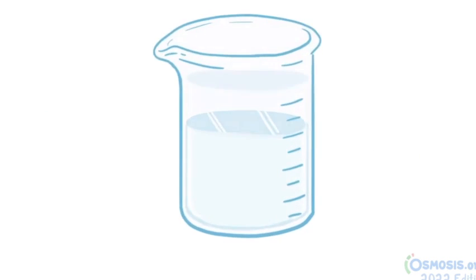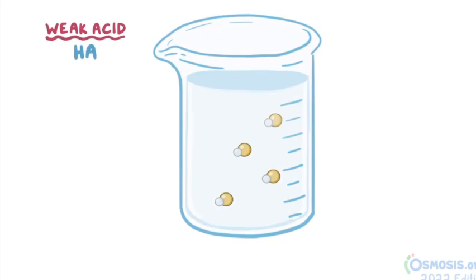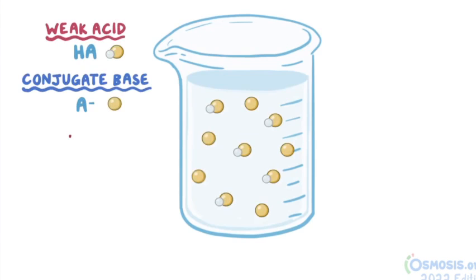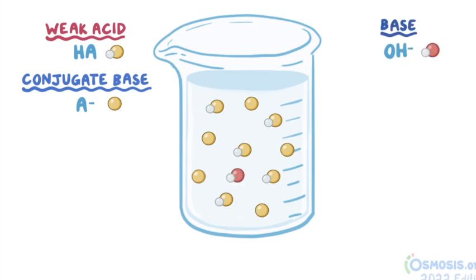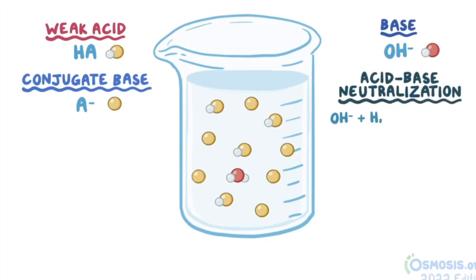Okay, so for a brief review of how buffers work, let's look at a generic buffer that consists of a weak acid, HA, and its conjugate base, A-. If an acid, H+, is added to the buffer solution, the conjugate base A- will react with it. We can write the balanced equation for this acid-base neutralization reaction as A- plus H+ gives HA. If a base, OH-, is added to the buffer solution, the weak acid, HA, will react with it. We can write the balanced equation for this acid-base neutralization reaction as OH- plus HA gives H2O plus A-.